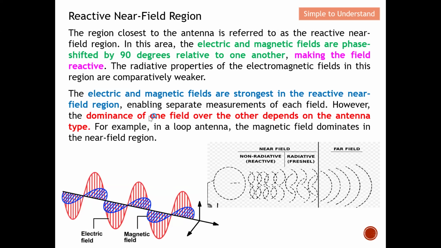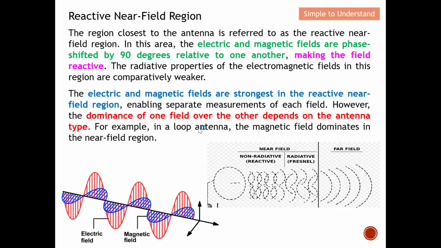Okay, this enables separate measurement of each field. Because you can clearly measure the E field and clearly measure the H field, you can separately measure the strength of the E field or the H field. However, the dominance of one field over the other depends on the antenna type. Whether it's the H field or E field depends on what type of antenna it is.